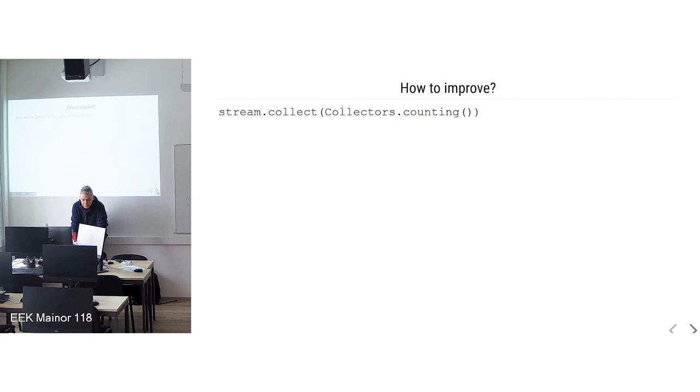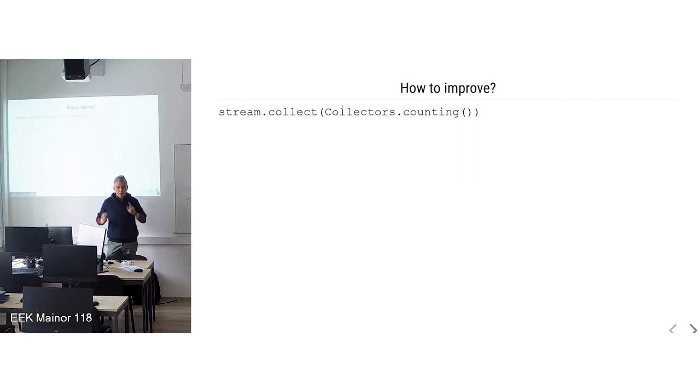How do we improve this code? What's going on here? We are getting the length of the stream, the count, the size of the stream.